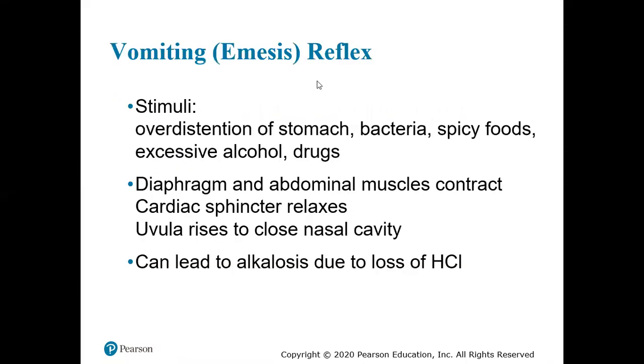Vomiting is called emesis, and it is a reflex. There can be multiple stimuli. It can be due to over distension of the stomach, so someone actually physically eats too much, a bacterial infection, a viral infection, sometimes spicy foods, and then alcohol or drugs your body will try and rid itself of. The diaphragm and abdominal muscles are going to contract. The cardiac sphincter relaxes, and the uvula will close off the nasal cavity. Repetitive vomiting can lead to alkalosis due to a loss of HCl.